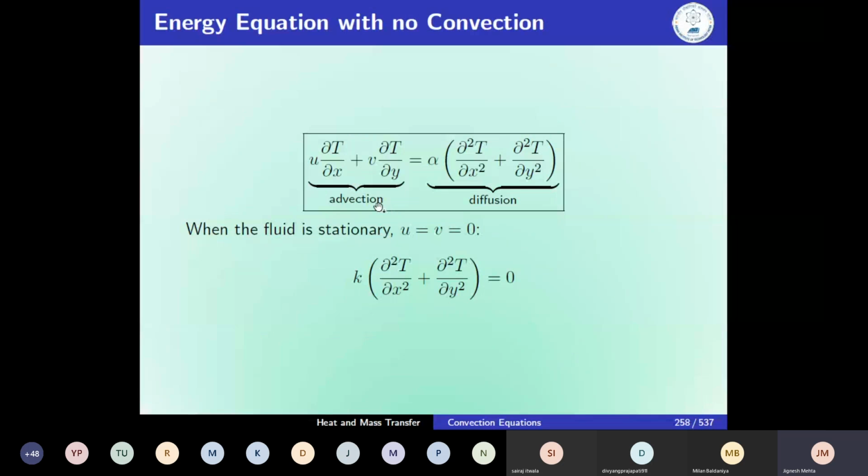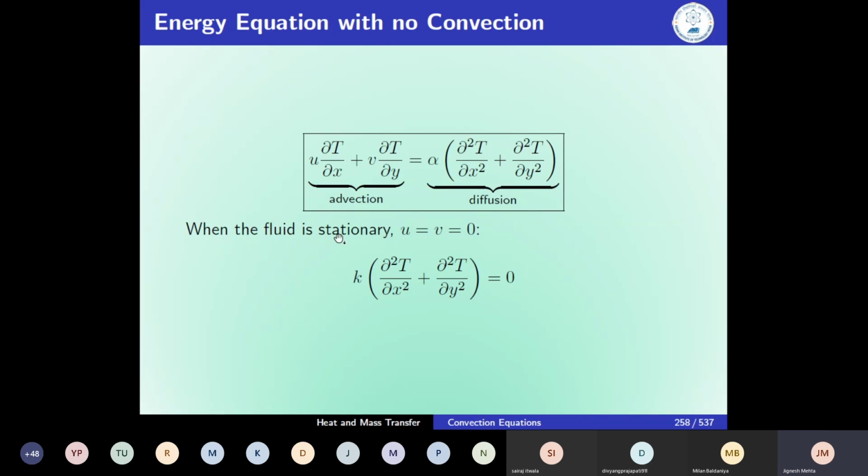Okay, so this is the equation you have, the same equation shown earlier, but here you are dividing k with rho cp, and that makes it alpha, that is thermal diffusivity. So this is by advection, and this is by diffusion. This is the physical significance of the various terms. Right, so this is the final simplified form of the energy equation for that 2D flow.